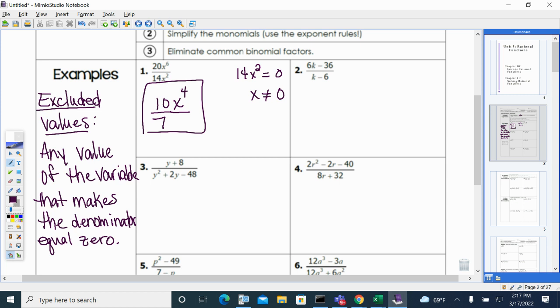We've got 6k minus 36 divided by k minus 6. So we have binomials here, and we are going to factor out the GCF in the numerator. The GCF in the numerator is 6. 6k divided by 6 is k. Negative 36 divided by 6 is negative 6. And all of that is over that original denominator of k minus 6. Now, these are what we call common binomial factors. We have a k minus 6 in the top and a k minus 6 in the bottom. So those will cancel, and my final answer here is just 6.